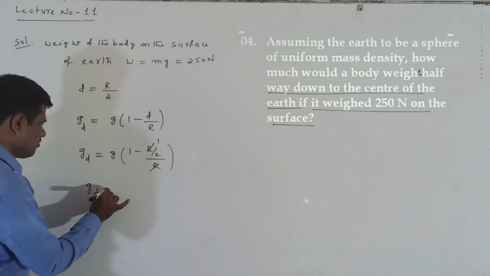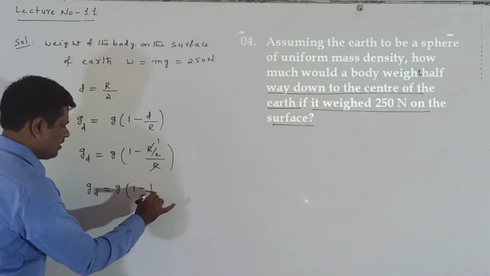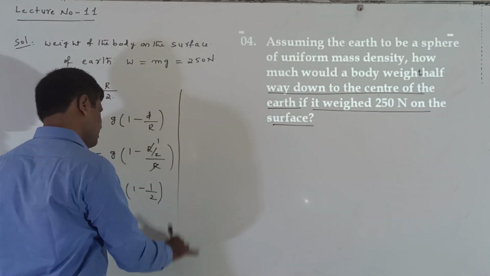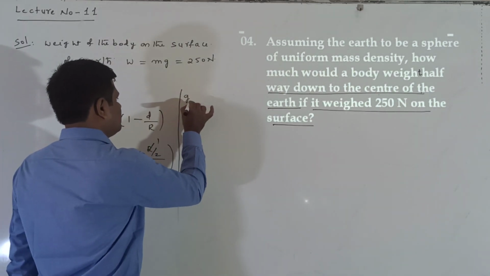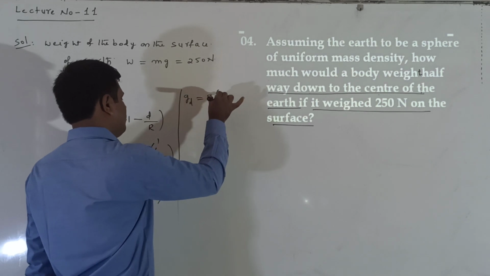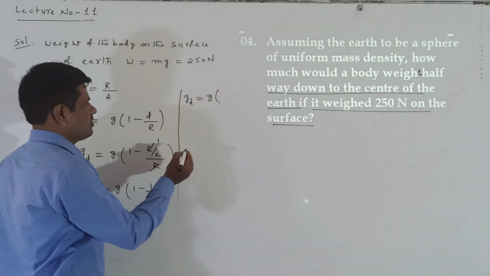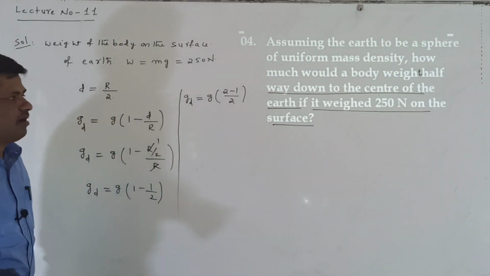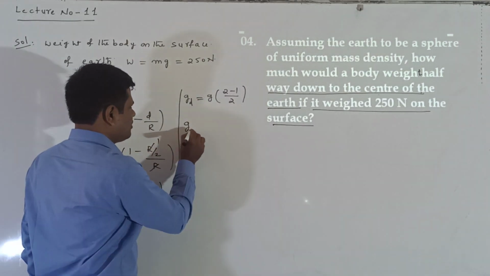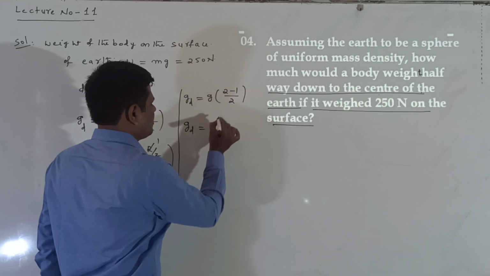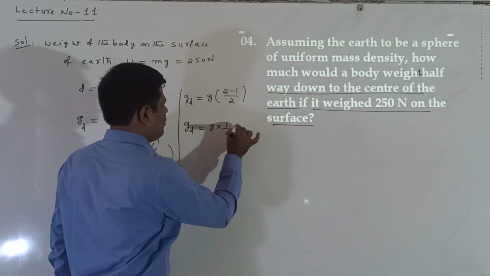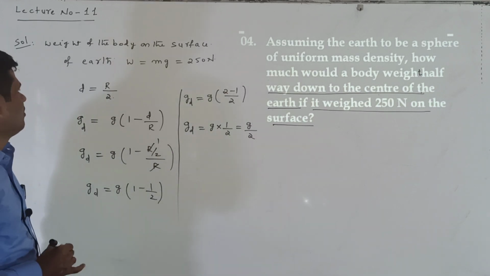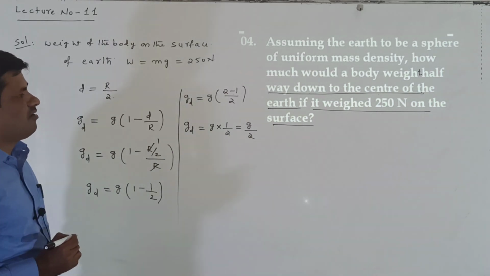So GD is equal to g into 1 minus 1 by 2. Making the LCM, that is 2 minus 1 by 2, which is equal to 1 by 2. So g into 1 by 2 is equal to g by 2. This is the GD value.